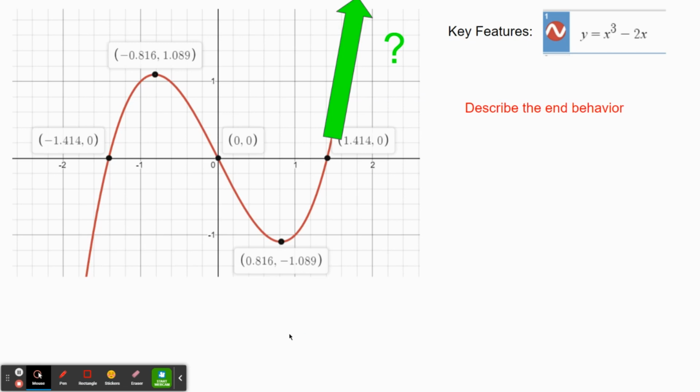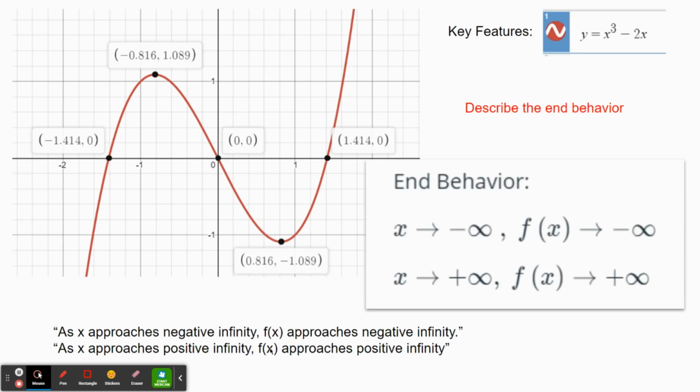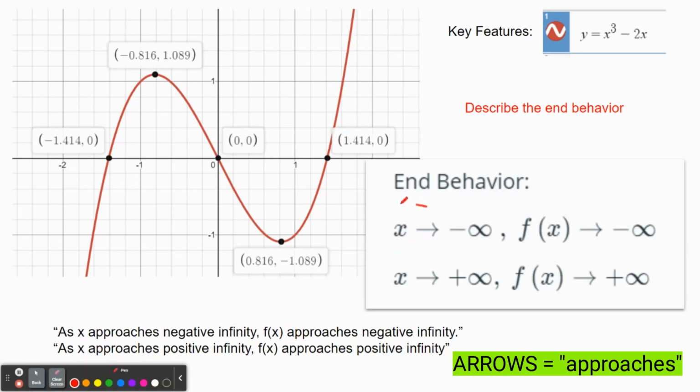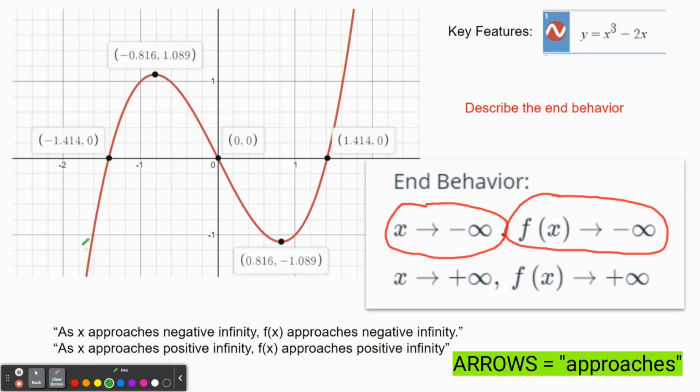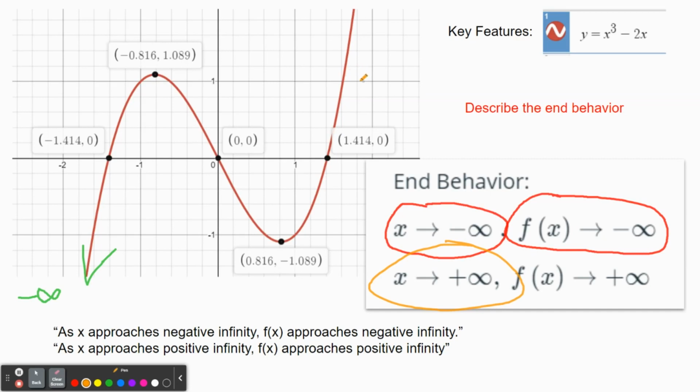So we're going to write 2 statements, and we're going to be using arrows. So this is how we read this. We say as x approaches negative infinity, f of x, which is y, approaches negative infinity. And isn't that what's happening in this direction? As x is getting really small or approaching negative infinity, isn't y also approaching negative infinity? And then the second statement says as x approaches positive infinity, in other words, as it's traveling to the right, isn't y also approaching positive infinity?